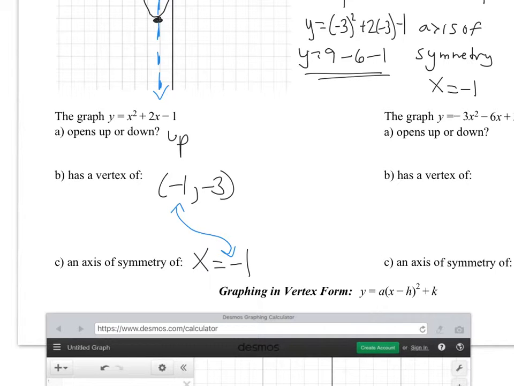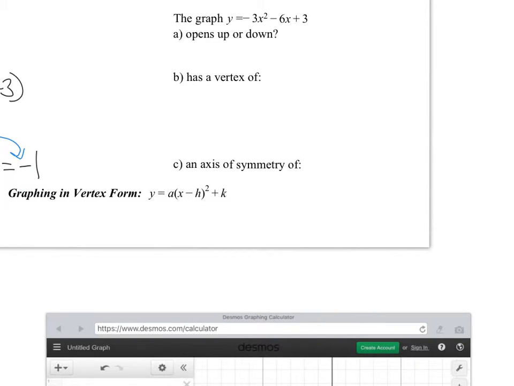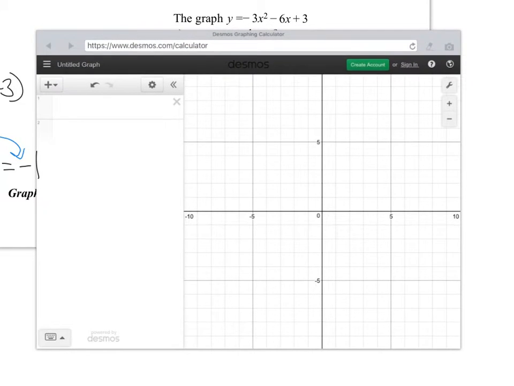Okay, so the second one says basically I want to do the same thing. I want to graph negative 3x squared minus 6x plus 3. But I don't want to go through that whole process again, so what I'm going to do is I'm just going to graph this on Desmos. So I'm going to pull my Desmos calculator up here.